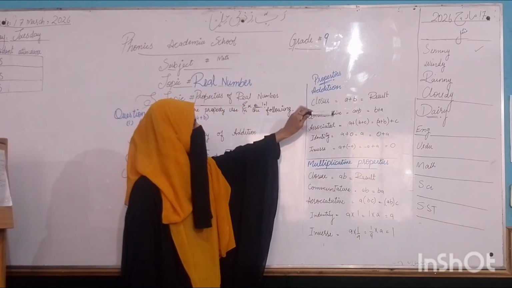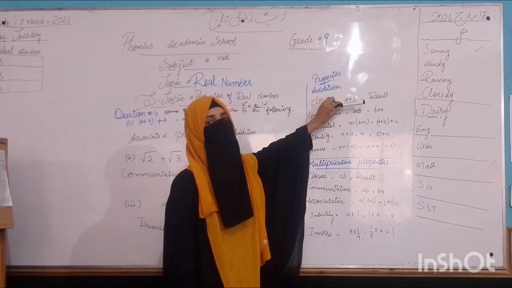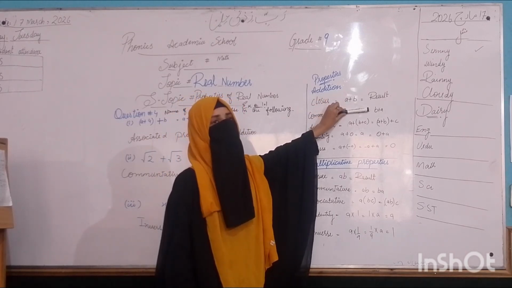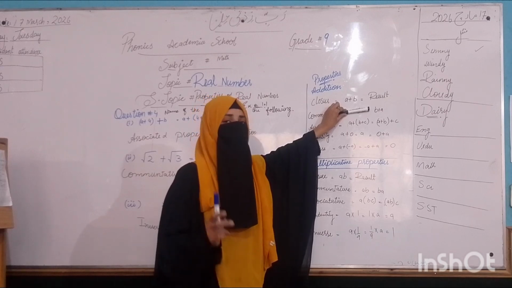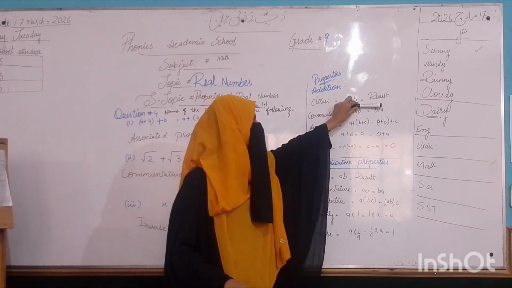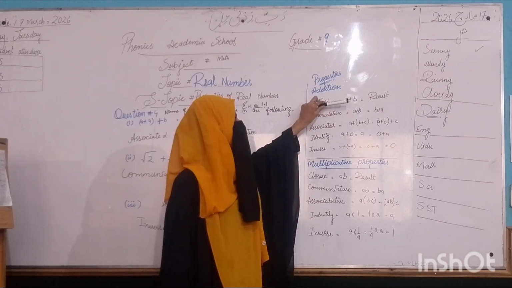First is the closure property of addition, in which there are two values. One value is a and the second value is b. It doesn't matter how big the values are. It may be 10, it may be 1000, it may be 100. But if you have two values, their result is called the closure property. A simple addition of two values is called the closure property.